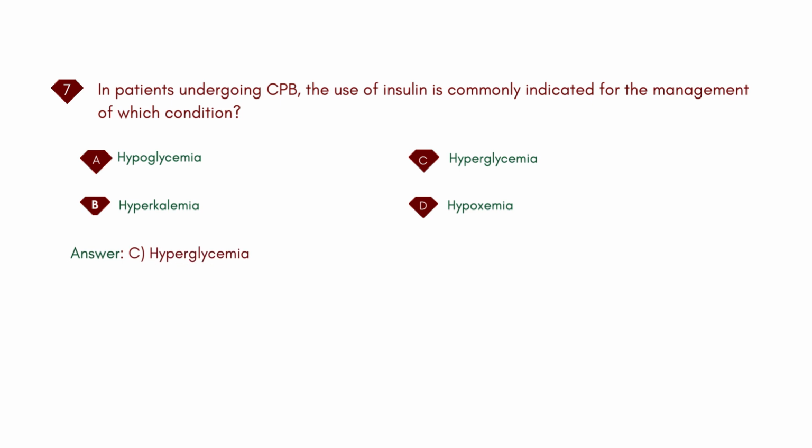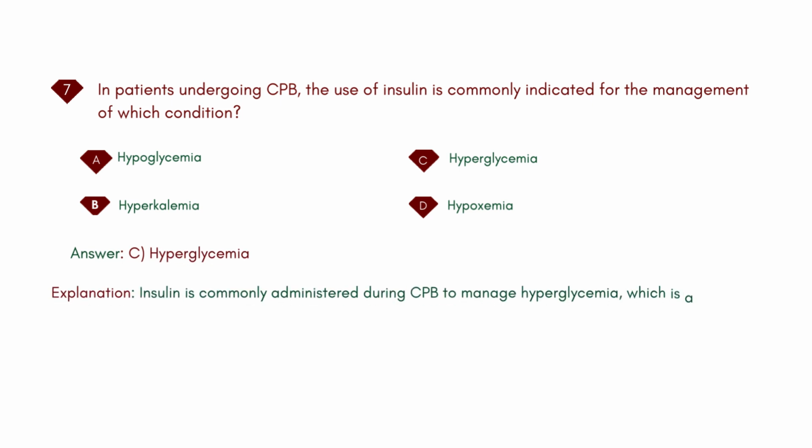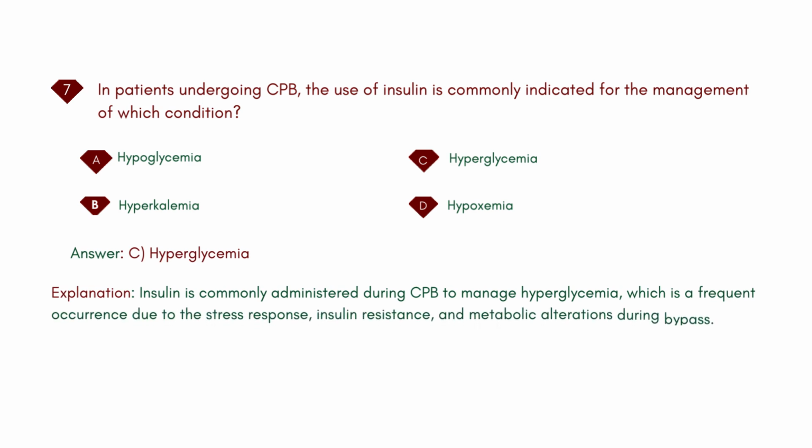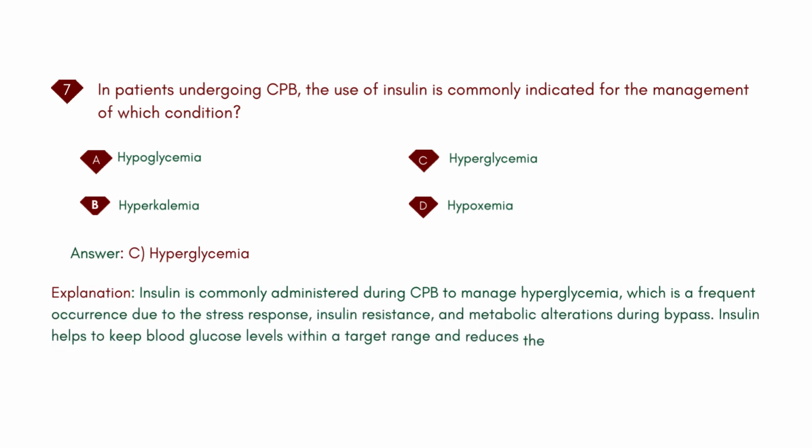Hyperglycemia. Explanation: insulin is commonly administered during CPB to manage hyperglycemia, which is a frequent occurrence due to the stress response, insulin resistance, and metabolic alterations during bypass. Insulin helps to keep blood glucose levels within a target range and reduces the risk of postoperative complications.